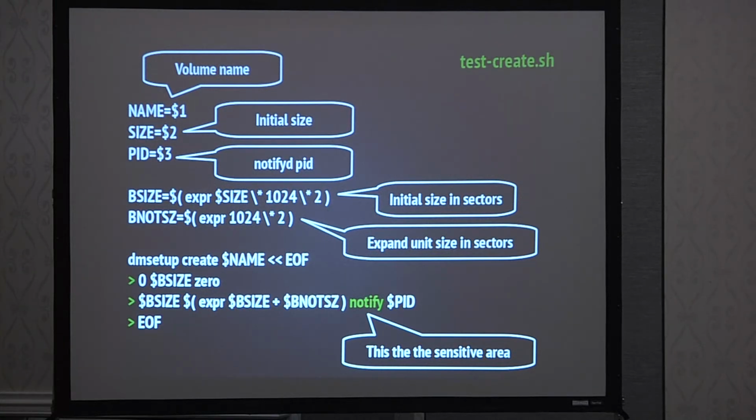So the first is test create. It will just create the volume, and it will be, you see, from 0 to base size, and it will be mapped to 0. So it's just a simple example. And from this size to 1 megabyte, I will map this one to notify. I will give it the PID of notify D, since I will use a signal.